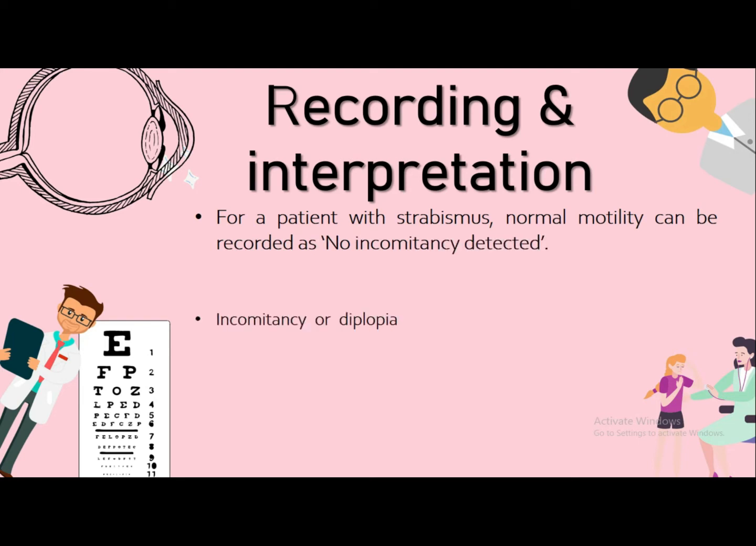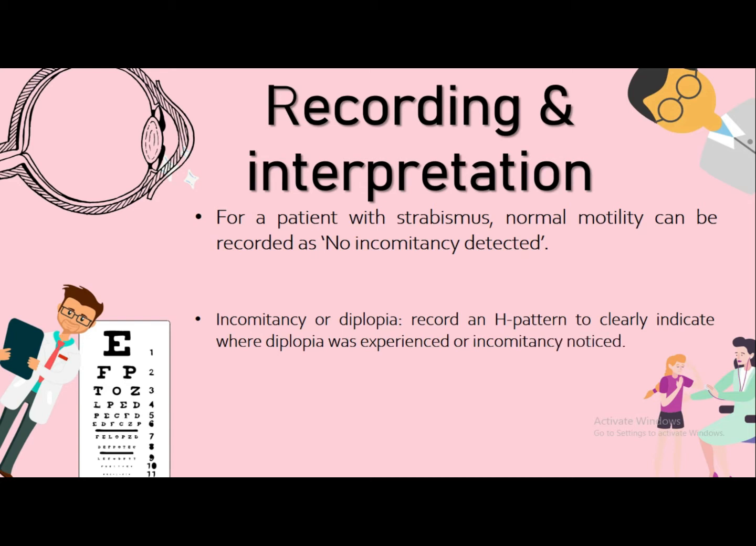In cases where you detect incompetency or diplopia is reported by the patient, record an H pattern to clearly indicate where diplopia was experienced or incompetency noticed. Also, record any apparent underactions or overactions, clearly stating which eye and in which gaze direction this was observed.